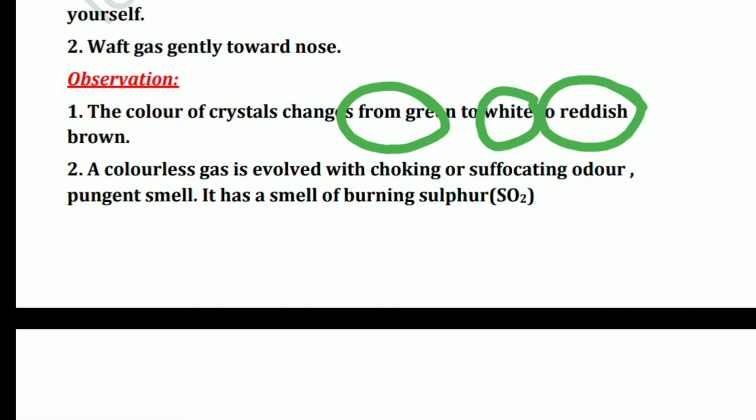But in the exams, you don't have to use the word directly that SO2 gas is evolved in the observation, because you're just observing. Okay. So then after this point, you can write that indicating it is sulfur dioxide gas, because it has a choking smell, suffocating odor, pungent smell. All these are the characteristics of sulfur dioxide gas. Okay.